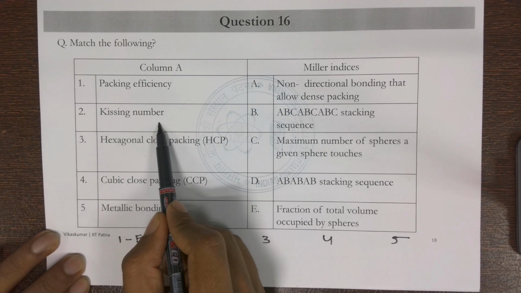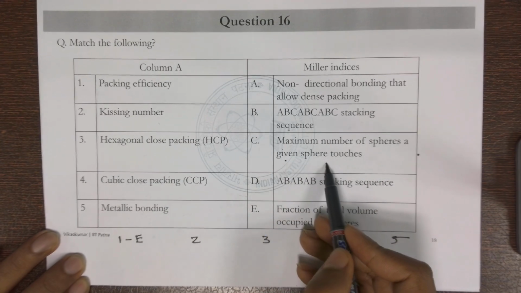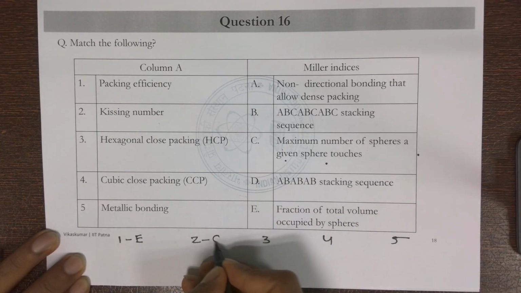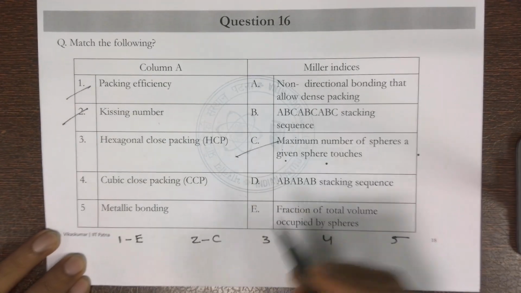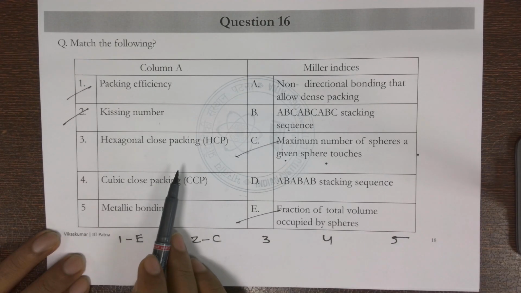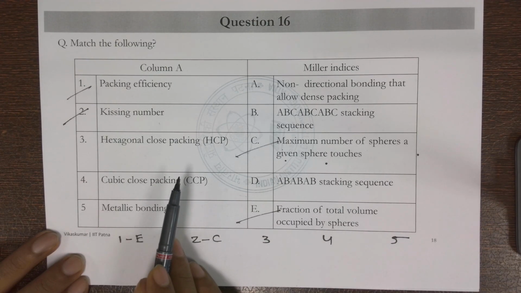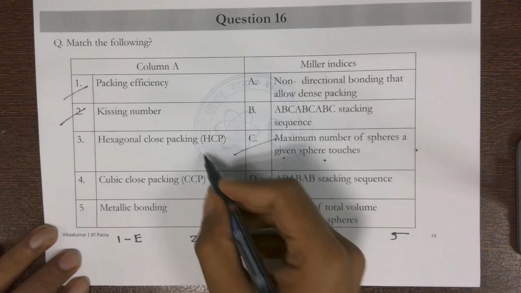Coordination number, the second, will be C: the maximum number of spheres a given sphere is touching. That's right. So C is done, E is done. Hexagonal close pack: which stacking will it follow? The third is D. This is right. This is nice, guys. Option D.